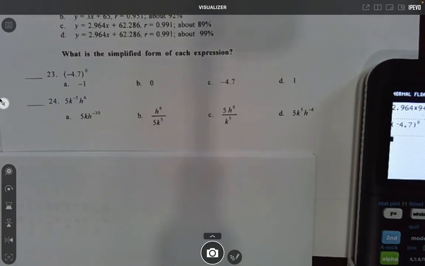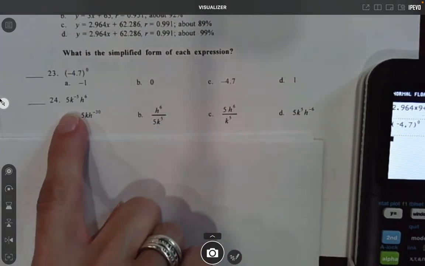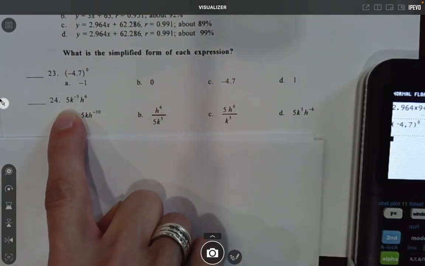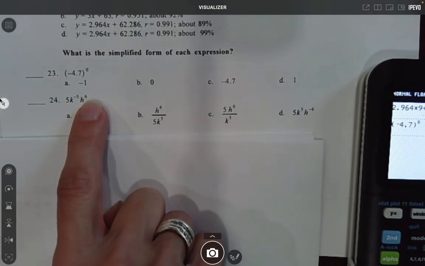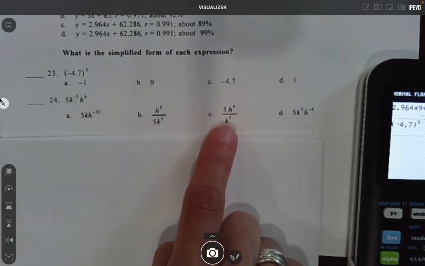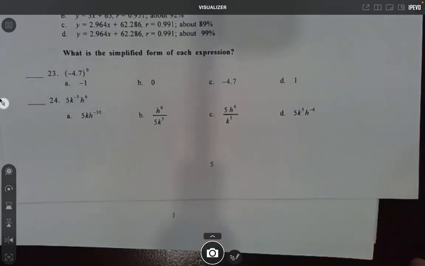All right, on this one, your 5 stays where it's at. No negative exponent. What happens to the K? It has a negative exponent, so what do you do? You move it to the bottom, and your H stays where it's at. So does everybody understand why your answer is C? Yes, it's just a rule you learned. Negative exponent moves. Everything else stays. Okay?